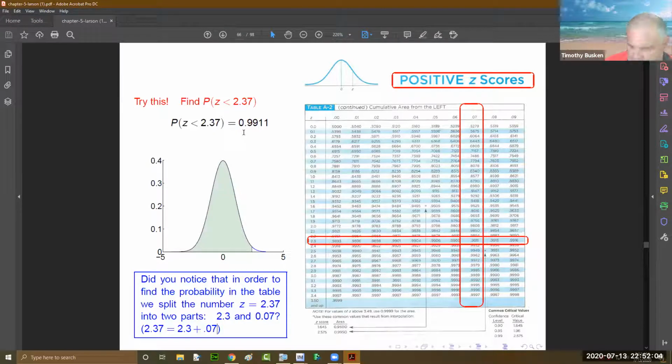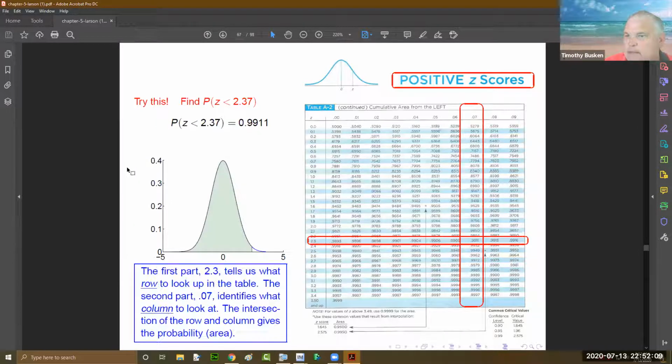Okay, so that's how you use the z-score table. Do we have any other examples here using that?